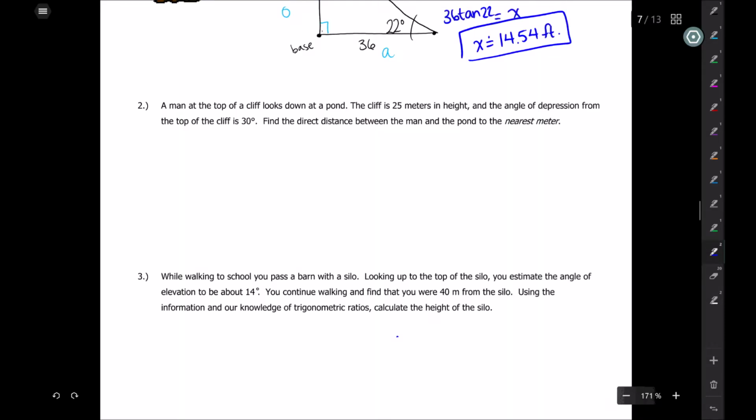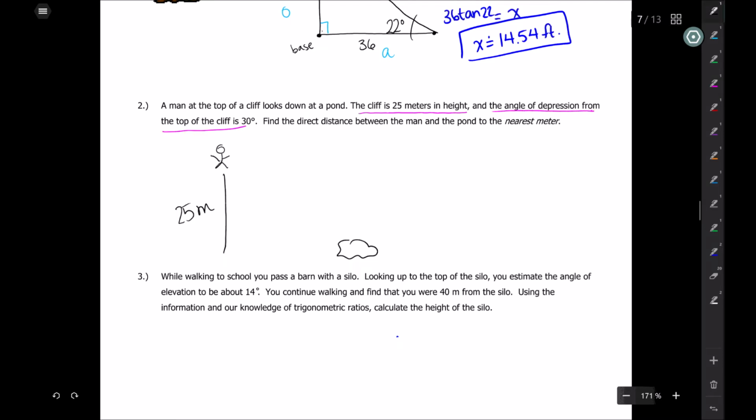Okay? Okay, in number 2, it says a man at the top of a cliff looks down at a pond. The cliff is 25 meters in height. So first of all, let's go ahead and draw in our man and our pond. So we've got a man who's at the top of a cliff, and he sees a pond, and the cliff is 25 meters in height. Well, we should probably underline this key information. And the angle of depression from the top of the cliff is 30 degrees.